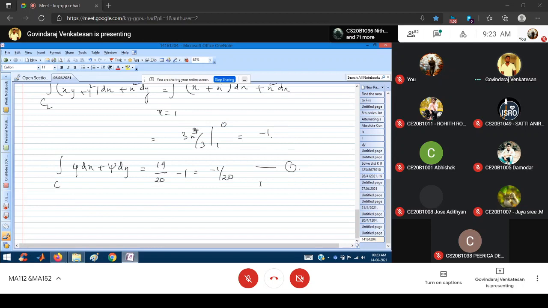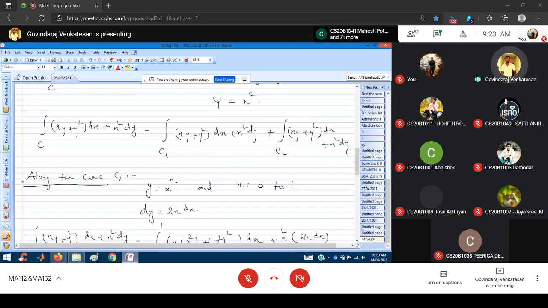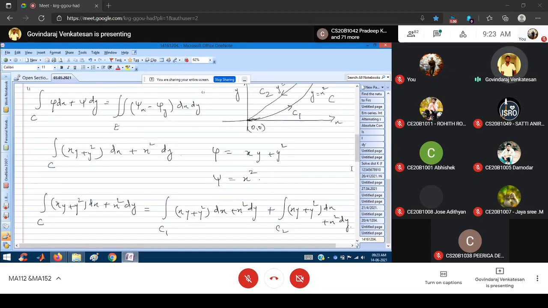Now, what is the right hand side of Green's theorem? That means the double integral over E of (dou psi by dou x minus dou phi by dou y) into dx into dy. Now, already we know the value of phi and the value of psi. So from here you can calculate the value of psi x and phi y.